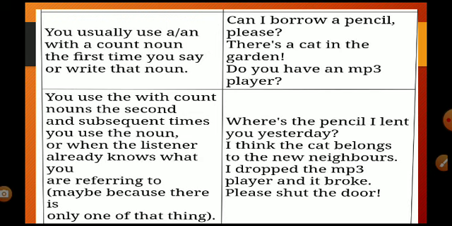You use the with a countable noun the second time and subsequent times you use the noun, or when the listener already knows what you are referring to. For example, where is the pencil I lent you yesterday? I think the cat belongs to the new neighbors. I dropped the MP3 player and it broke. Please shut the door.